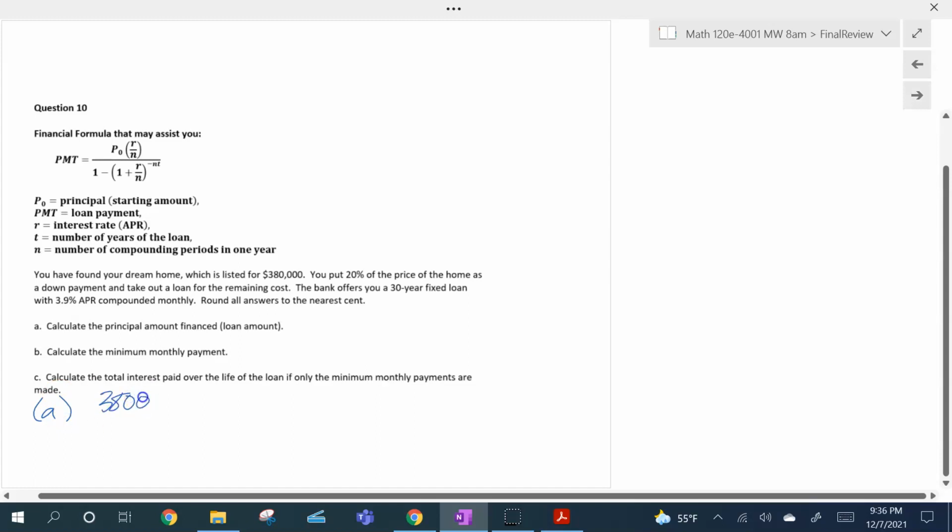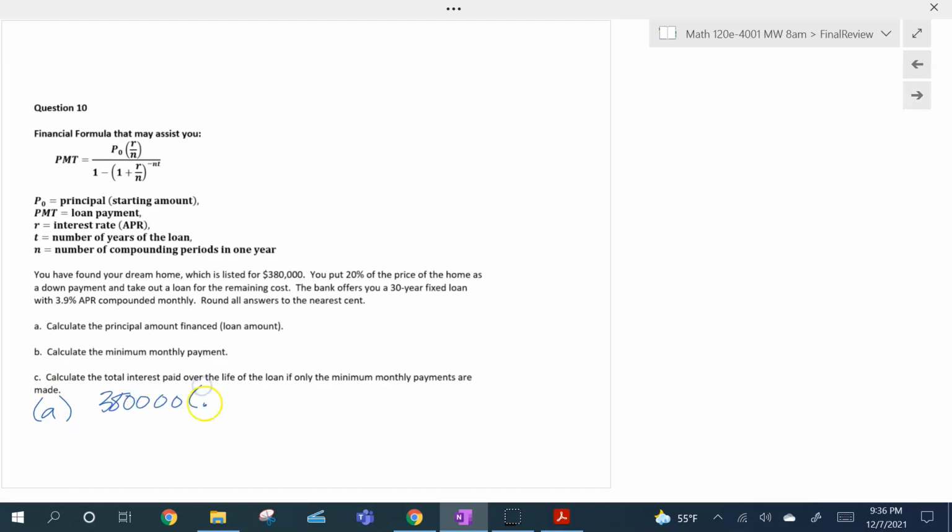Well, 380,000 times 20% down is 76,000. So 380,000 minus this 76,000 gives you the 304,000. You can also just take 380,000 and multiply by 80%. That's how much you're going to finance. That's what the loan amount's going to be.